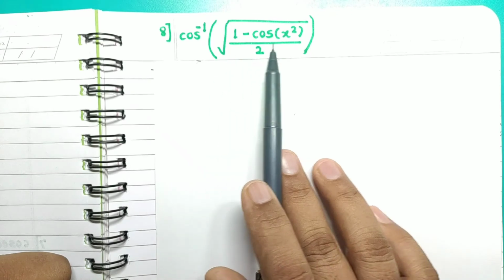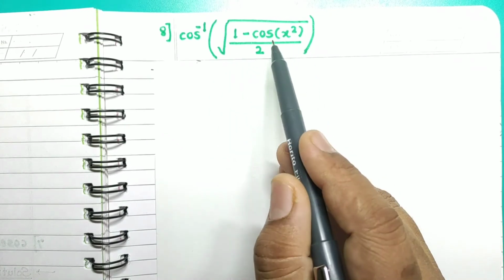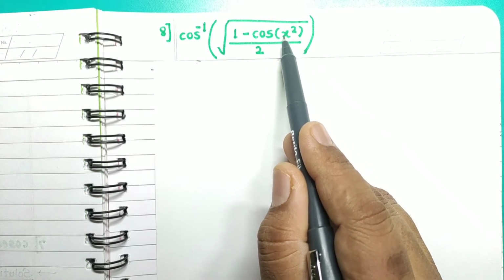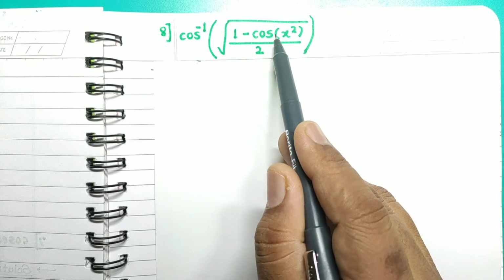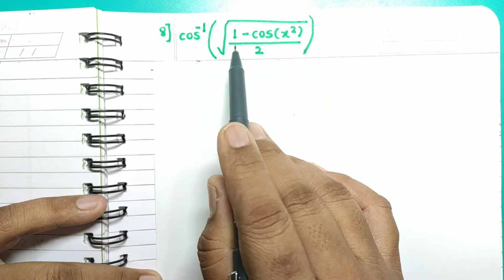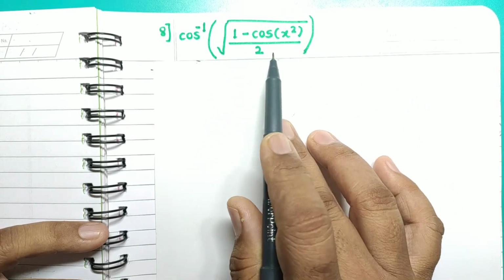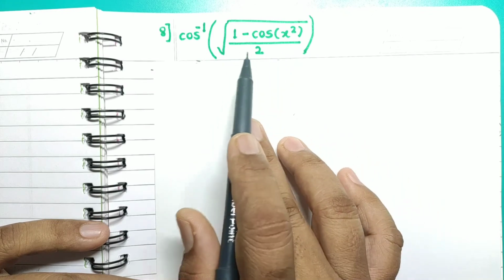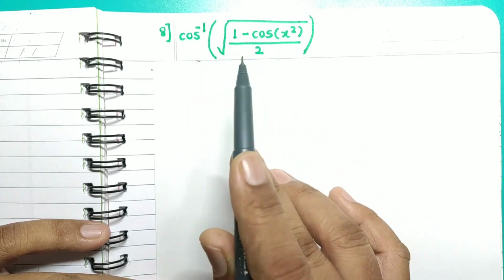Then the next function is cos inverse of root of 1 minus cos of x square upon 2. You note here it is the square of angle x, it is not the square of the cos term. Okay, you note it properly here. We have to find the derivative of this function. Again here we are going to do some smart work and not use the chain rule directly at this step. You note this thing.